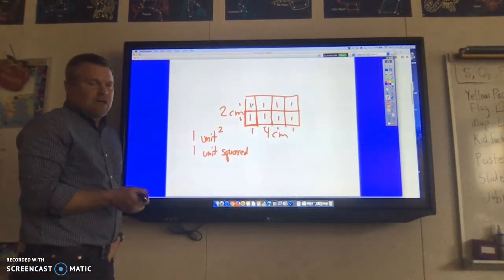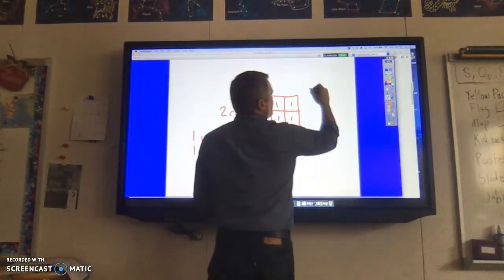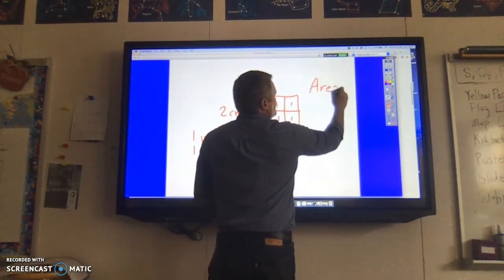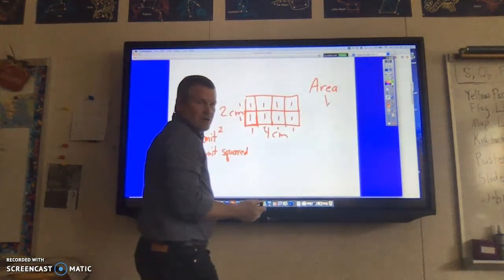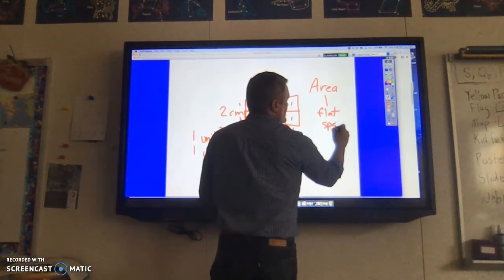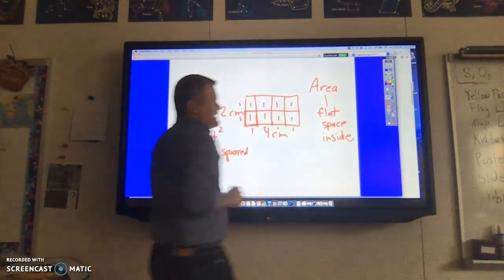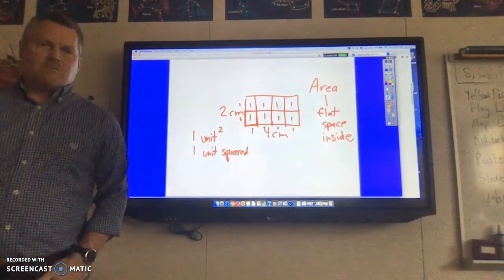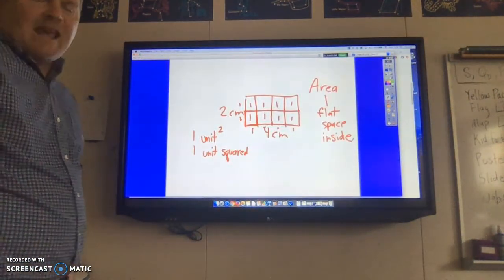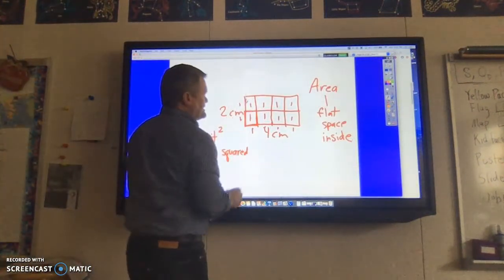Okay, how do you feel about that? Now this is known as area. So let's get this into your notes. It's the flat space inside, and this is one easy way to do it. You can draw the squares and count how many squares go into the middle of your space.